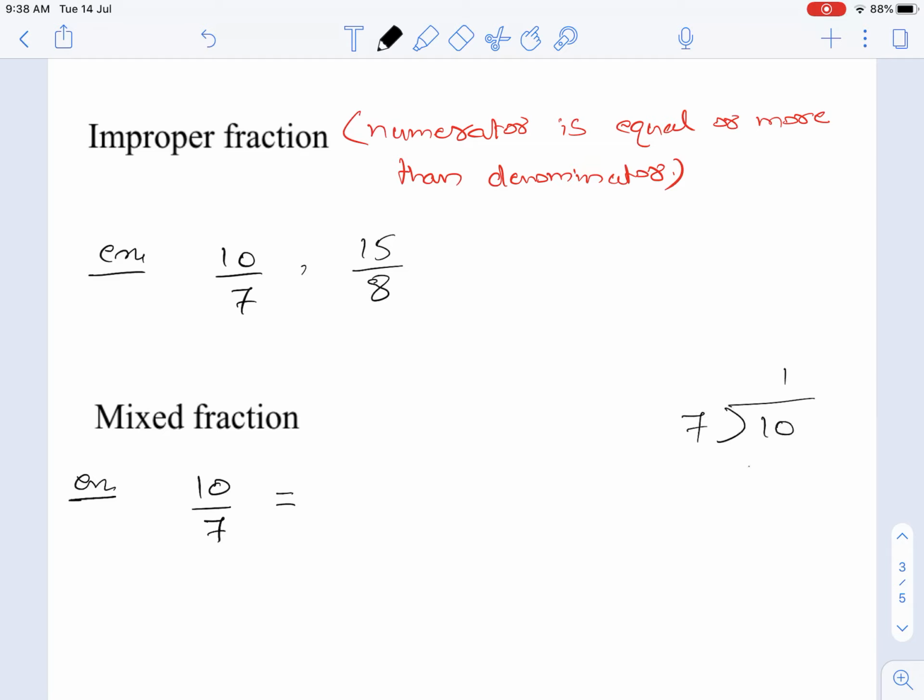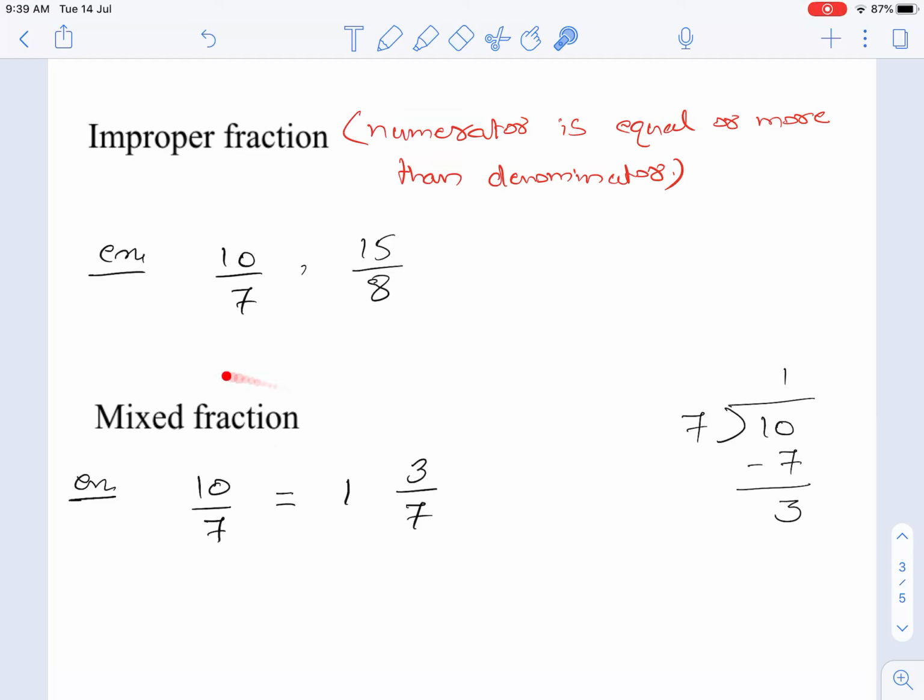So we can write 7 ones are 7, remainder 3. Now what does it indicate? That this number is the whole part, and this together will make a fraction part. How are they making it? We will write it as 1 3 upon 7. The remainder we have written in the numerator, the divisor we have written in the denominator, and this quotient is our whole part.